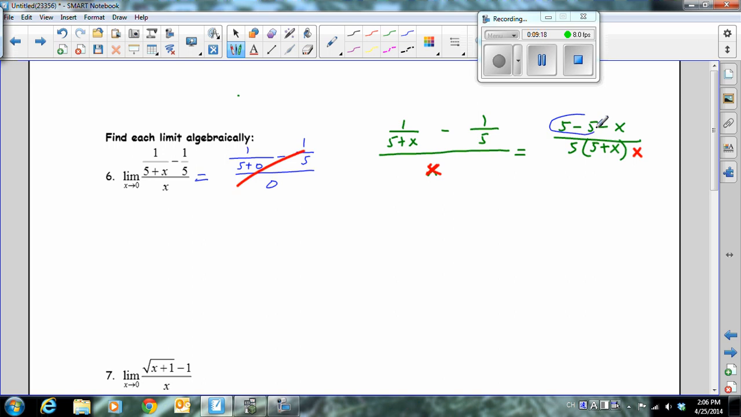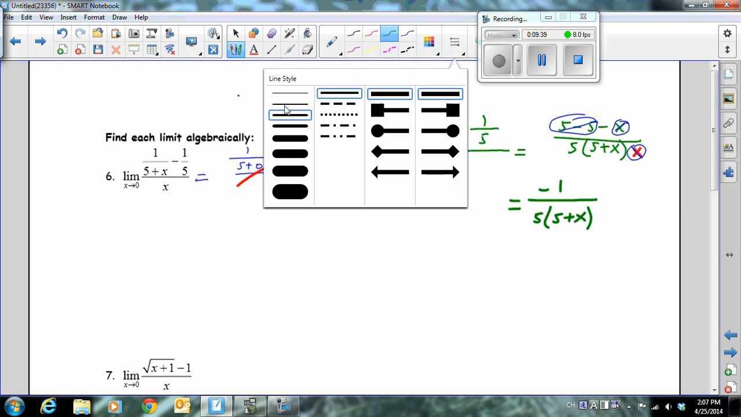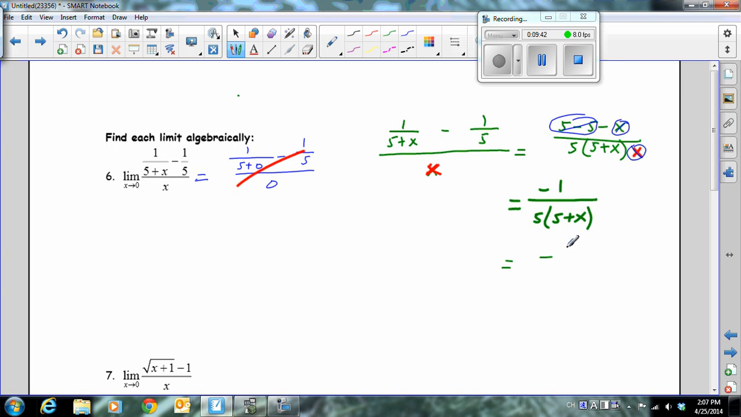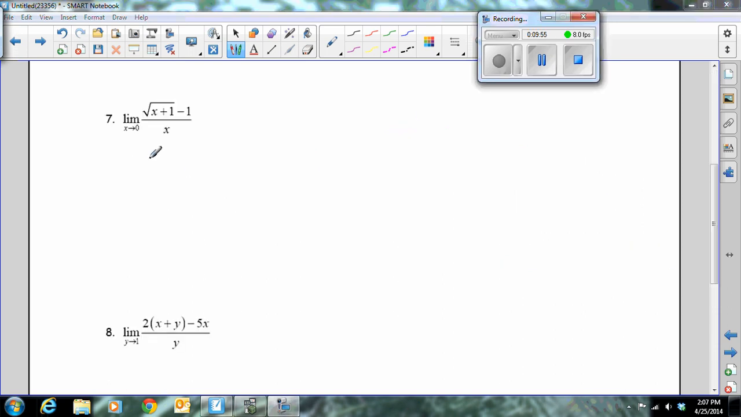Both 5's will go away because they cancel. This x and the red x will go away. So I'm left with -1/(5 times (5 plus x)). And at this point, I can actually plug in the value 0. If you plug in 0 into this equation, you will end up with -1/(5 times (5 plus 0)). And this can be evaluated, and your answer will be -1/25.